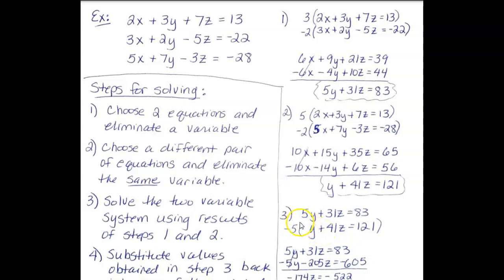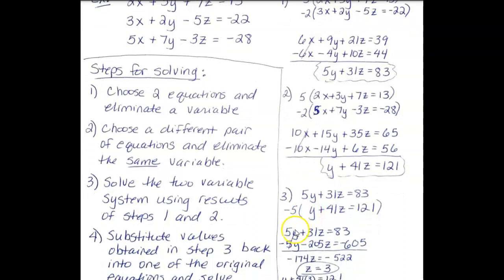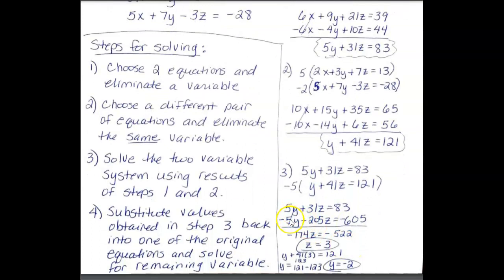If we stick with elimination, however, I have a 5y in the first equation, and if I multiply the second equation by -5, we'll get the opposite coefficient of y, so we'll be eliminating y. So 5y plus 31z equals 83. I don't have to do anything to the first one, but I would multiply the second one by -5, giving me -5y minus 205z equals -605. When I add these together now, my y's will cancel. So 31 minus 205 will be -174z equals 83 minus 605, -522.